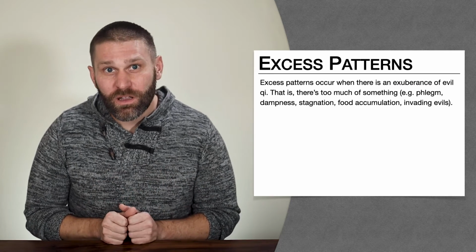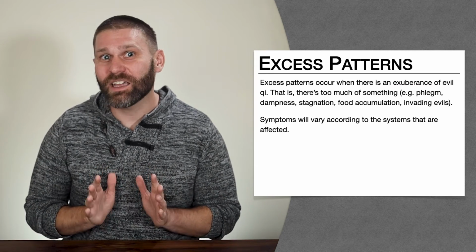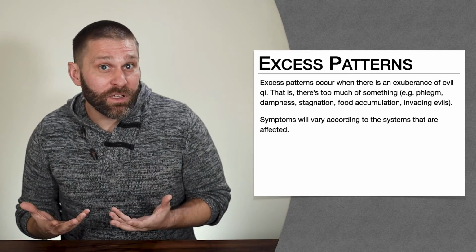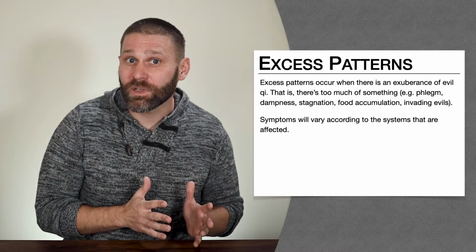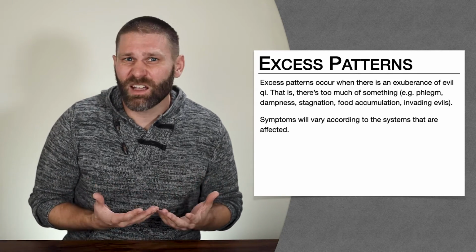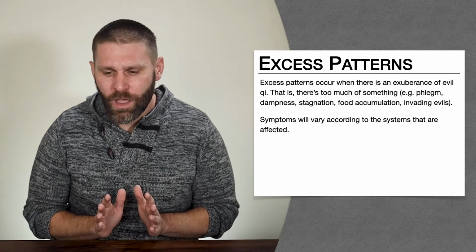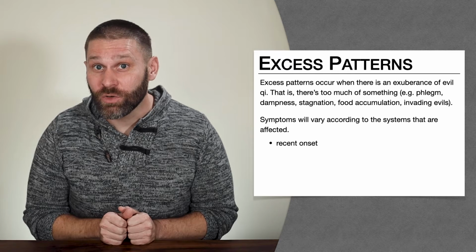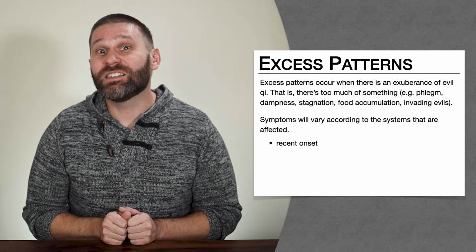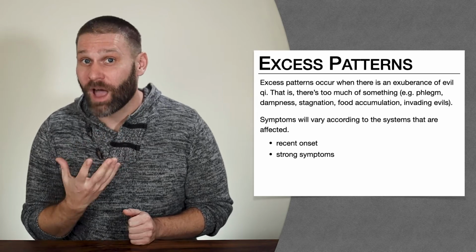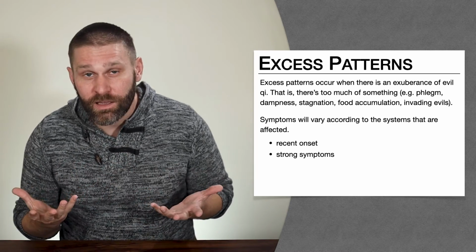And like before, there's not a lot of concrete signs and symptoms here, just because it's really going to depend on what type of evil is exuberant and what system it's affecting. So excess fire in the liver is going to look different than excess cold in the lower jiao. But we can usually say that excess patterns are usually acute. They have a recent onset. The symptoms tend to be strong or loud, like a strong voice or a loud cough because it's excess.